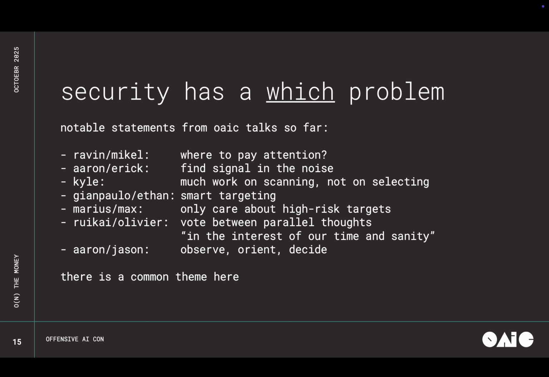I think Kyle mentioned, I thought it was super interesting, we've done a lot of work on scanning for sensitive information in files, but not about selecting which files you should actually pay attention to. Smart targeting inside of an internal network assessment, trying to identify high-risk targets for fuzzing, voting on parallel thoughts, as we heard today, and Rukai and Oliver got 2 quotes because in the interest of our time and sanity, I thought it was a really useful way to represent how it feels to try to decide like, which of these vulnerabilities is actually worth deep diving on and validating and reporting.